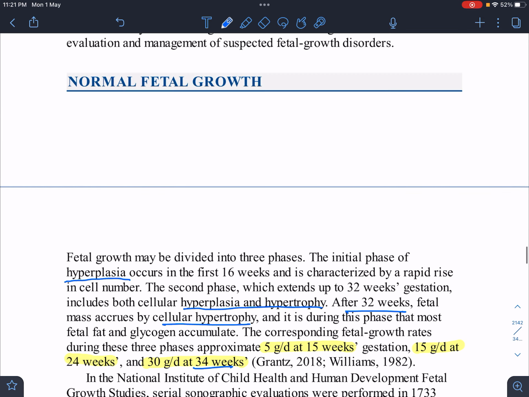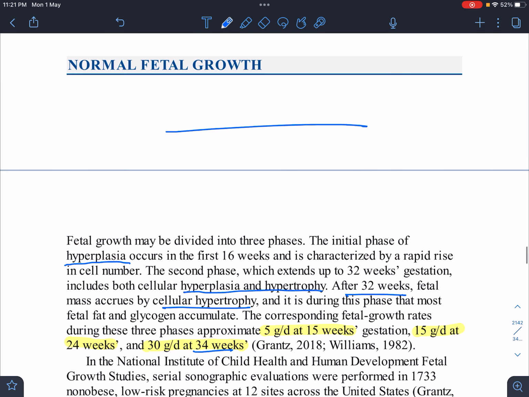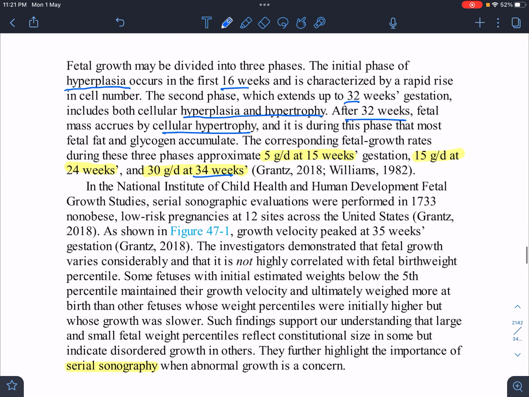So what is normal fetal growth? It can be divided into three phases. Although it's written 16 weeks and 32 weeks, what I like to take is first trimester, second trimester. Here hyperplasia growth happens, here hyperplasia and hypertrophy, and after that, in the third trimester, hypertrophy is the main mechanism by which growth happens.